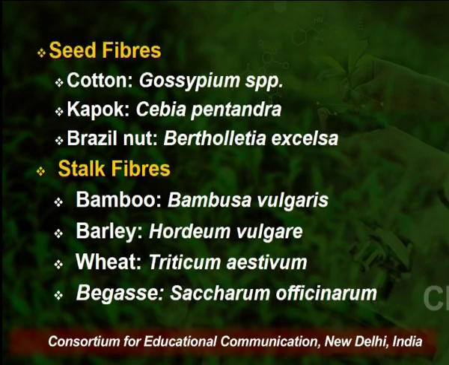Then we have kapok fibers, Ceiba pentandra, then Brazil nut, which is Bertholletia excelsa, then stalk fibers, which are obtained from the stalks of the plant. And in this we have examples of bamboo, Bambusa vulgaris, barley, that is Hordeum vulgare, wheat, Triticum aestivum, bagasse, that is sugarcane, Saccharum officinarum. So these are the examples of the plants from where we can get fibers from their different parts. Now we will start with the discussion on the flax fibers.